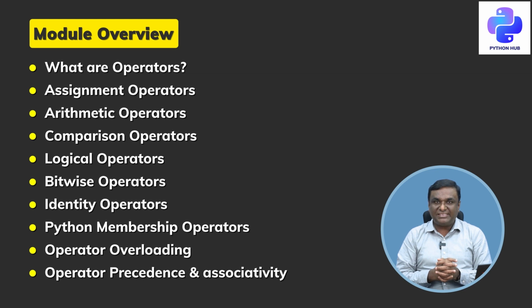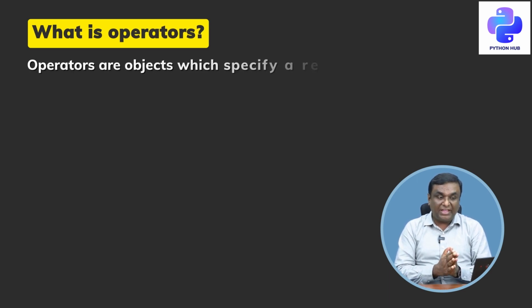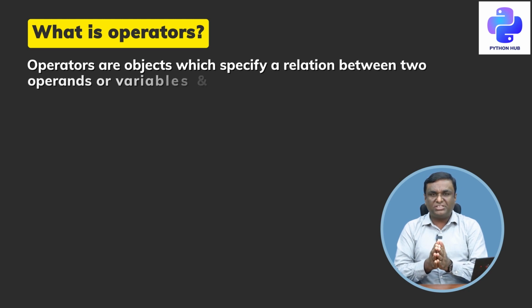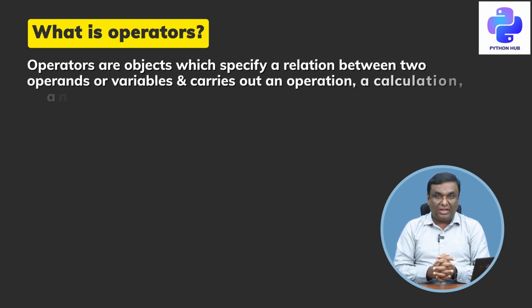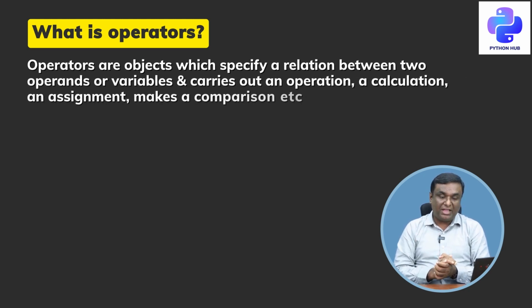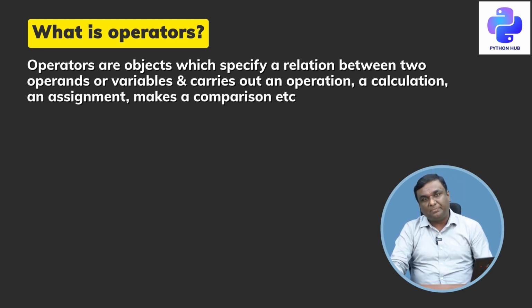Can we move on to understand what operators mean? Let's understand what an operator is. Operators are objects which specify a relation between two operands or two variables, and they can carry out an operation, a calculation, an assignment, and they can make a comparison.